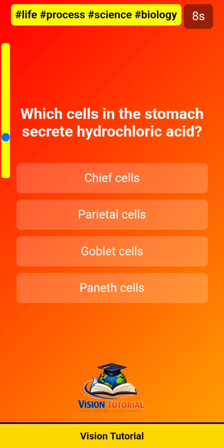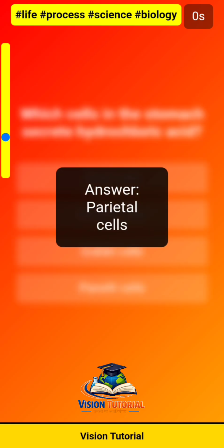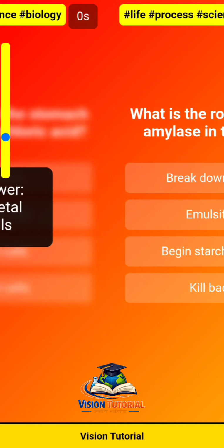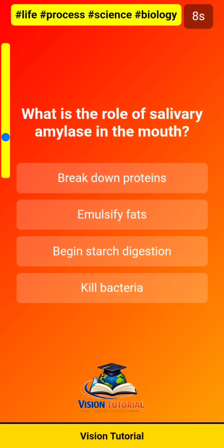The question is, which cells in the stomach secrete hydrochloric acid? Answer: parietal cells. The question is, what is the role of salivary amylase in the mouth?